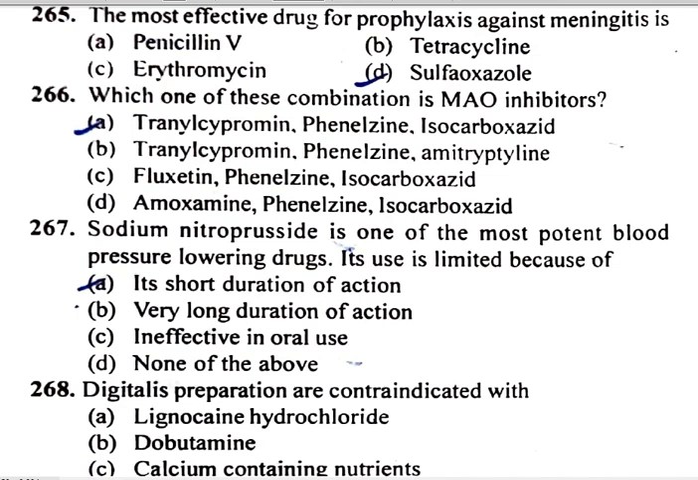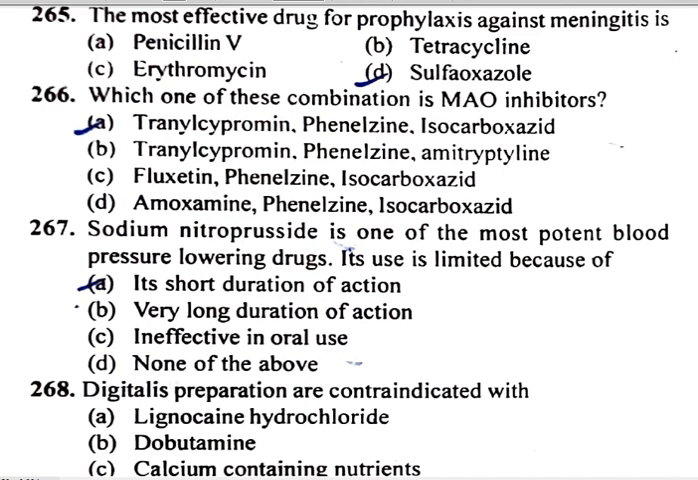The most effective drug for prophylaxis against meningitis is sulfisoxazole. Which one of these combinations is MAO inhibitors? That is tranylcypromine, phenelzine, and isocarboxazid. Sodium nitroprusside is one of the most potent blood pressure lowering drugs. Its use is limited because of its short duration of action.